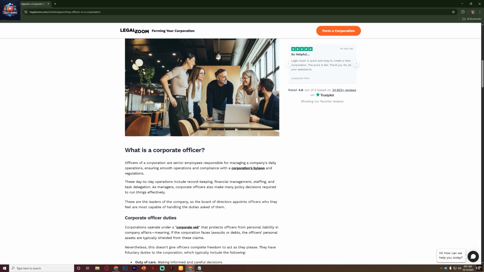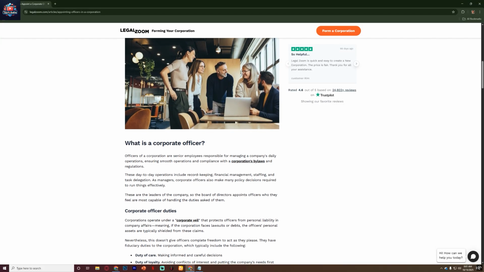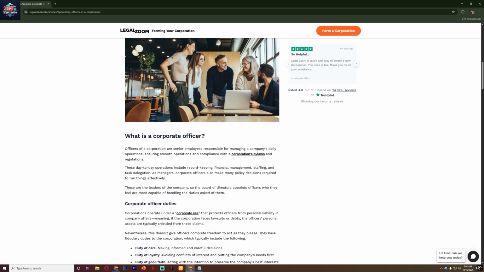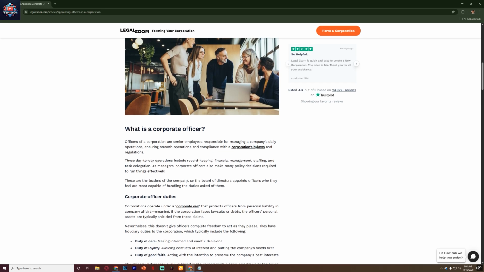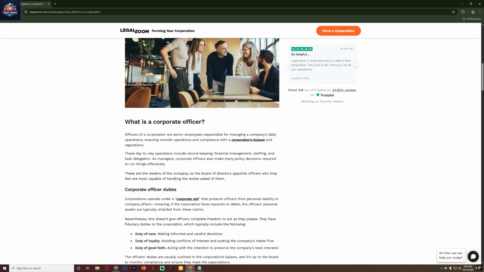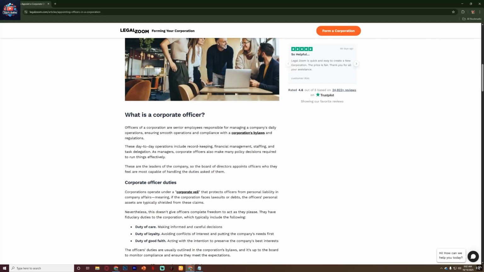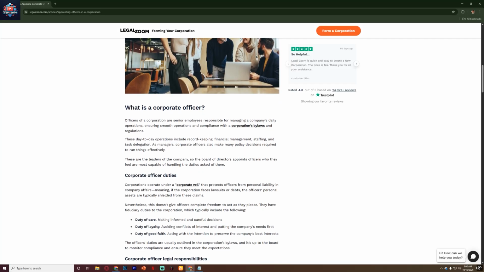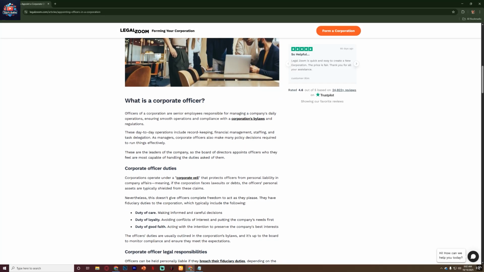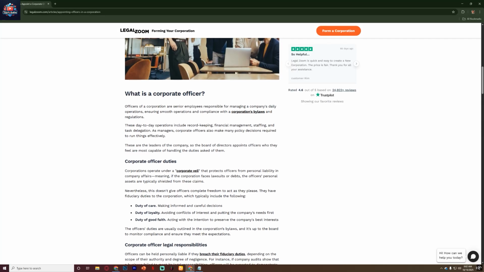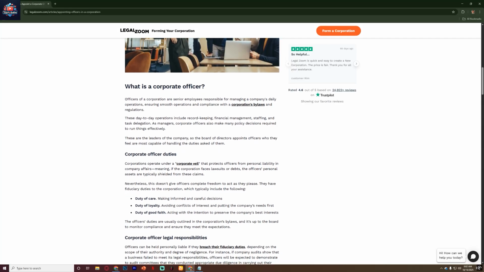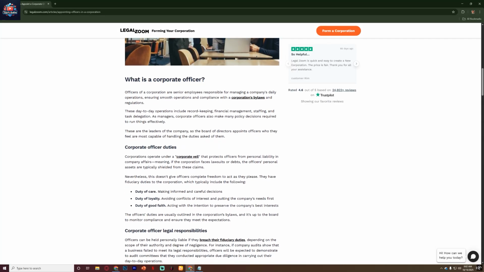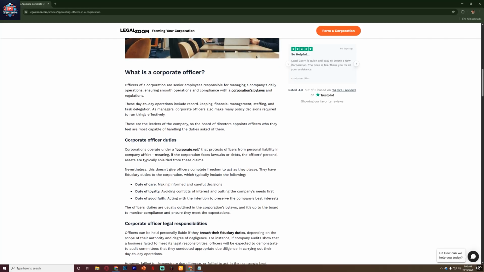In that meeting or resolution, the board should clearly state the name of each officer, their title, and their specific duties. For example, Jane Doe is hereby appointed as President and Chief Executive Officer, responsible for overall corporate strategy and daily management. This helps define the chain of command and ensures everyone understands their roles and responsibilities within the organization.